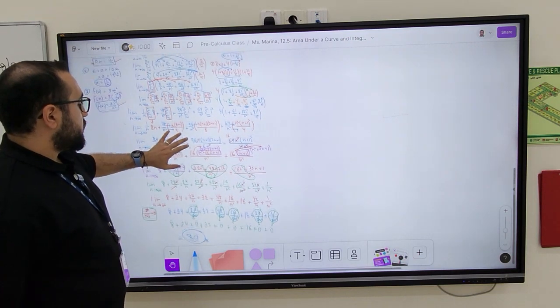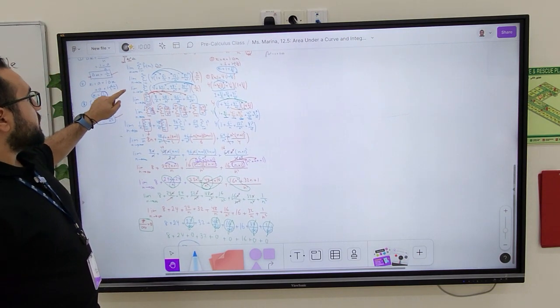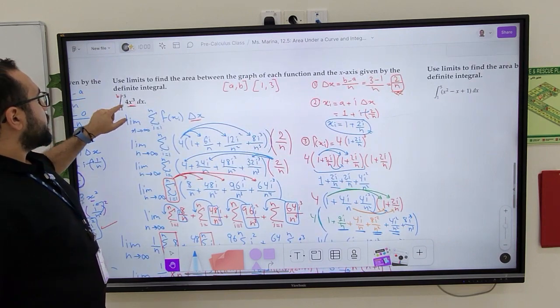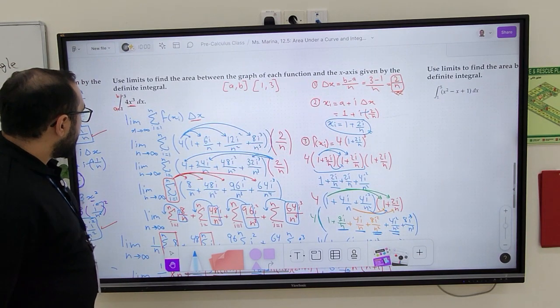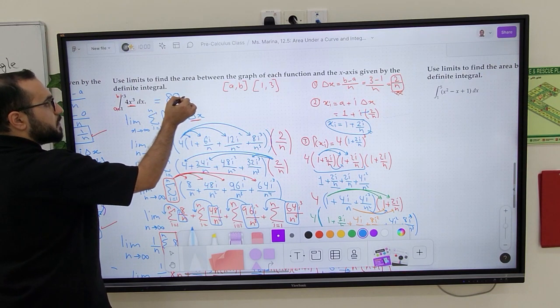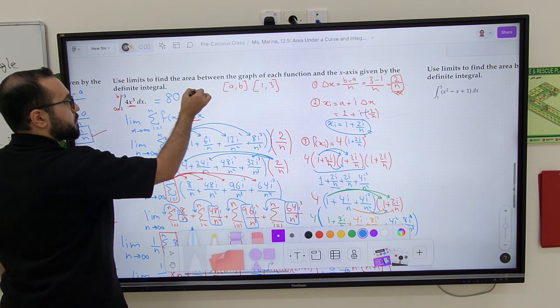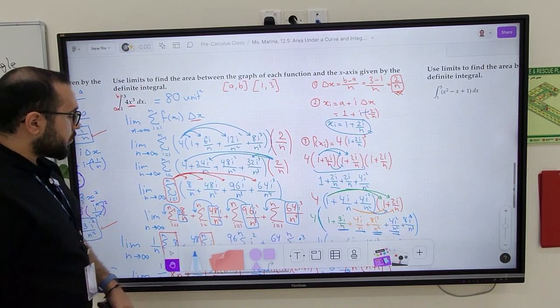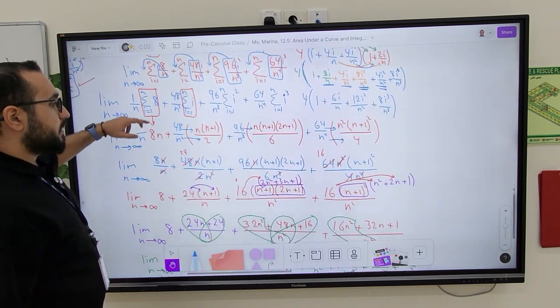So this will be the final answer for the question for x cubed. The answer here should be equal to 80 unit squared. Okay, so don't forget. I hope you understand this question.